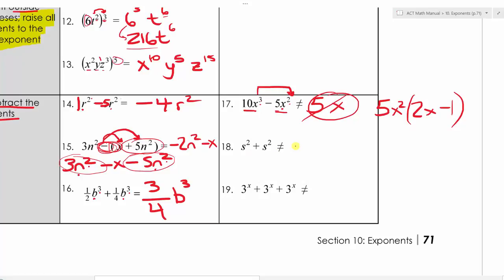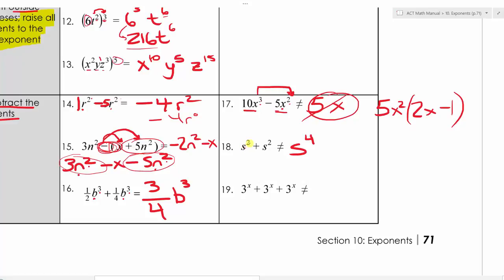Do not make the mistake of thinking that this is s to the 4th. This is not s to the 4th. Remember, for instance, when we did example 14, we didn't get negative 4r to the 0. In other words, we did not subtract these two exponents. All we did is subtract the coefficients.